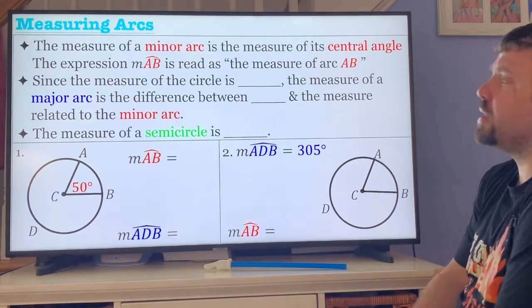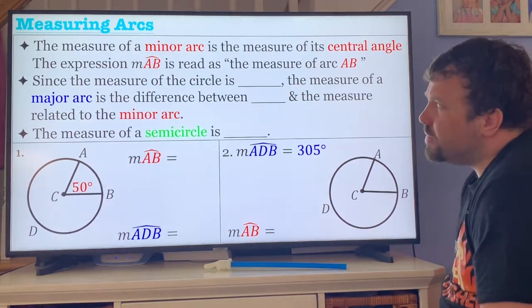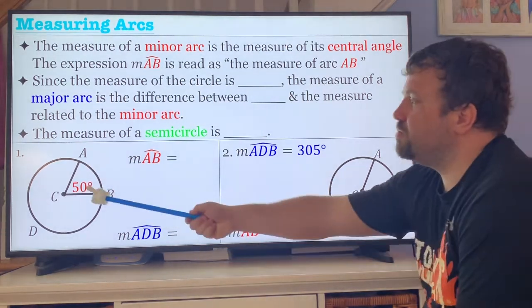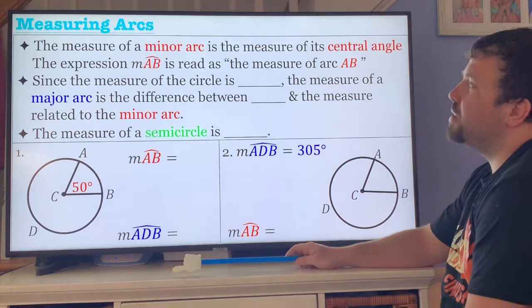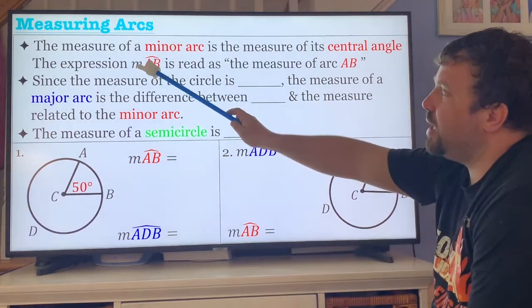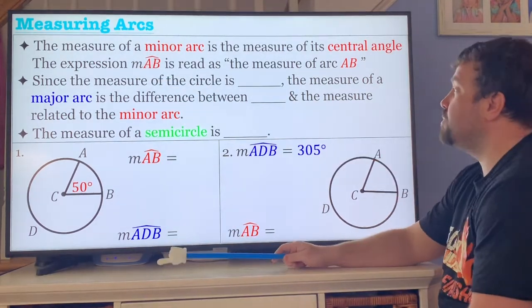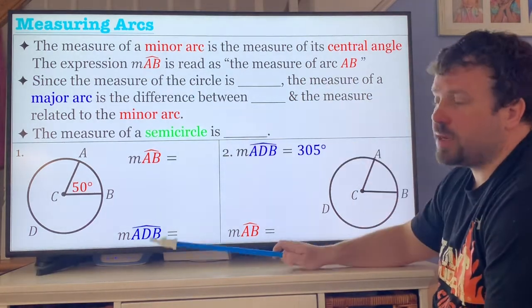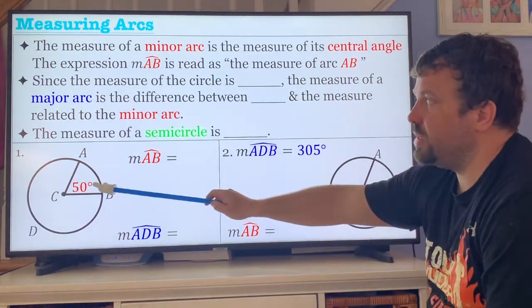So let's go over how to actually measure an arc. The measure of a minor arc is the measure of its central angle. The expression, the M stands for measure, of AB is read as the measure of arc AB. The little M in front means you're actually finding the angle measurement, so it's going to be in degrees.